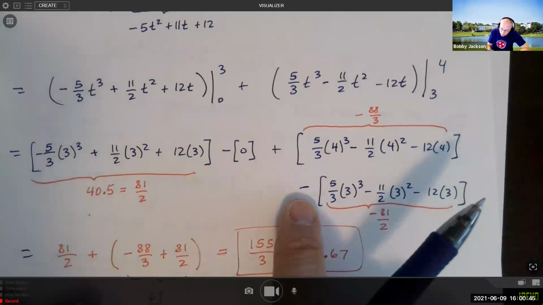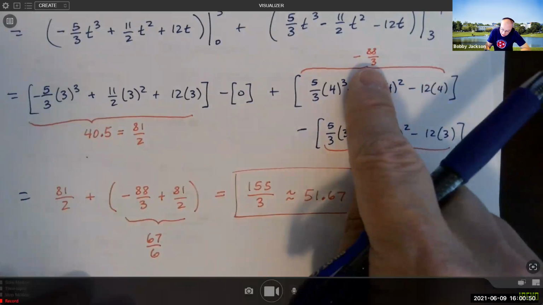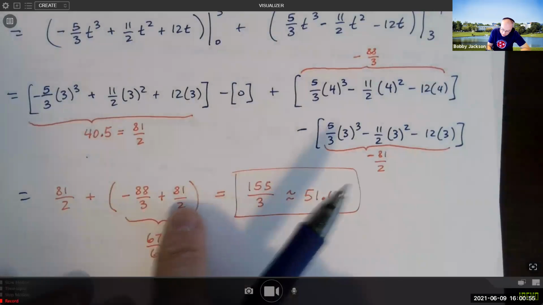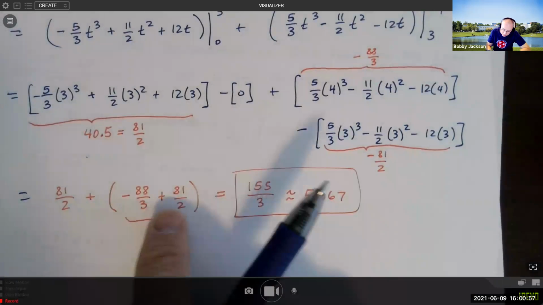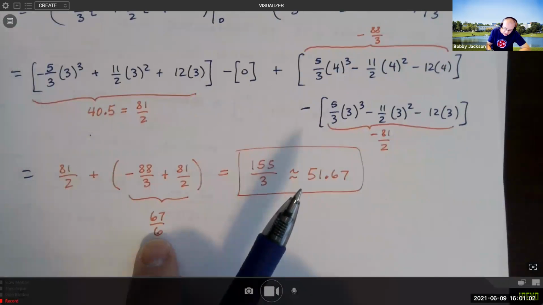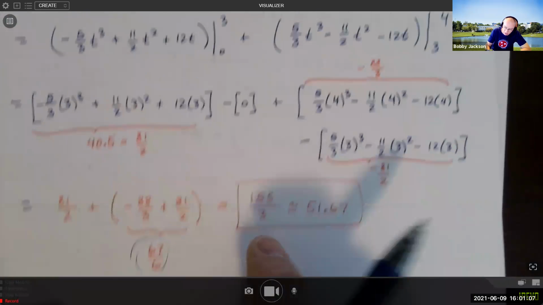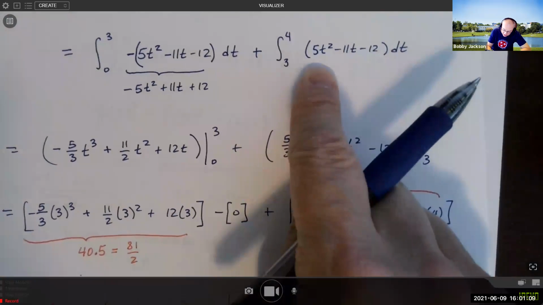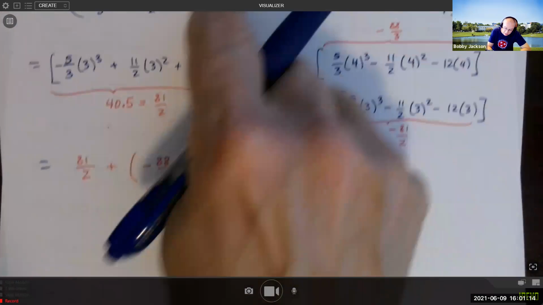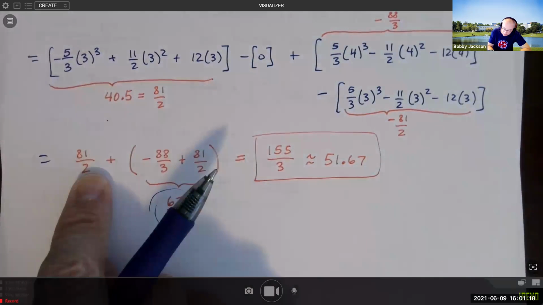But I'm going to subtract what this evaluates to, negative 81/2, and be careful. So a negative minus a negative becomes a negative plus, right, that 81/2. And negative 88/3 plus 81/2 is 67/6, right? And very important though, it's positive. It has to be positive for this integral. This integral evaluates to 67/6. It's positive. This integral also evaluates to a positive number, right? If I plug in 3 here, I get 40.5 or 81/2.